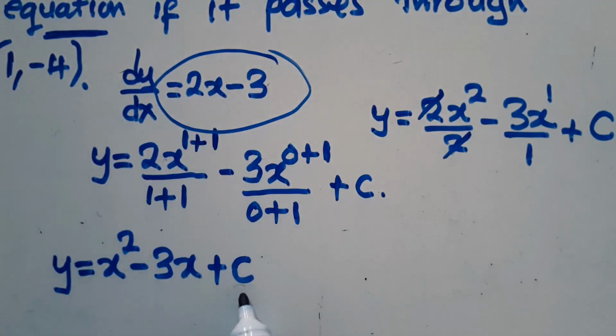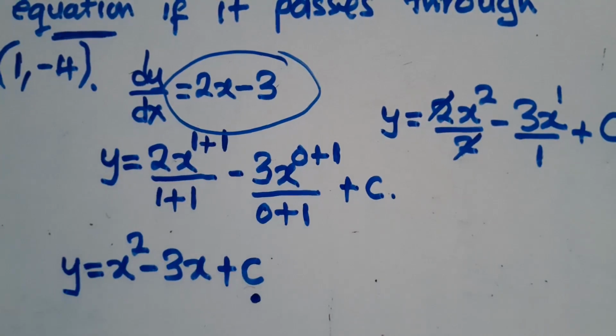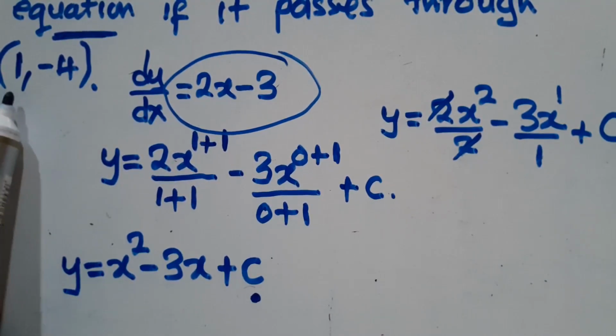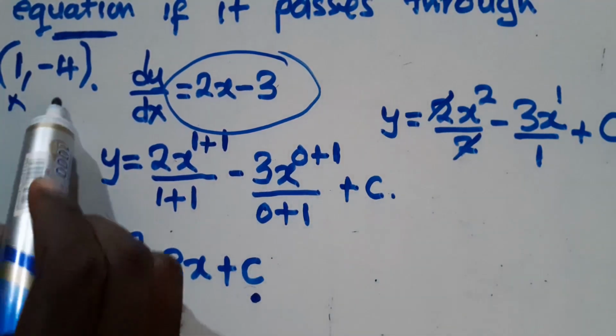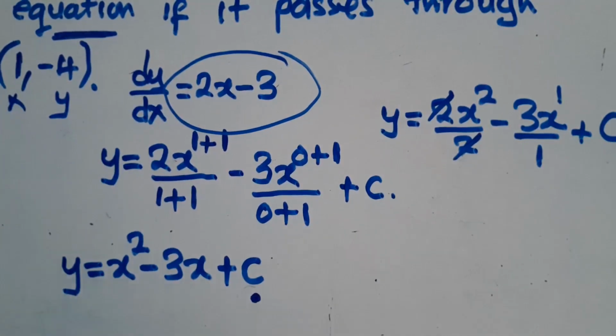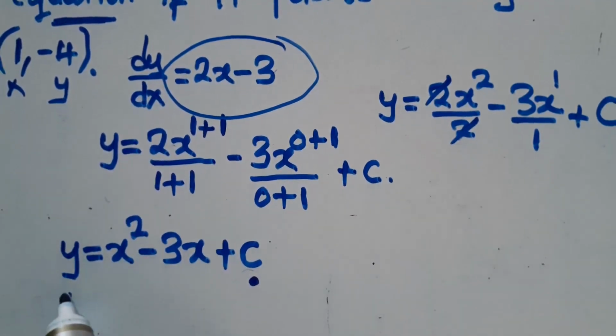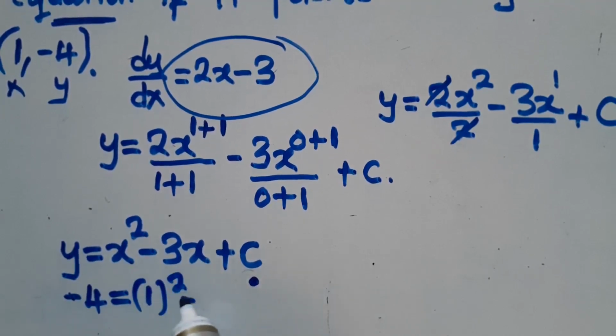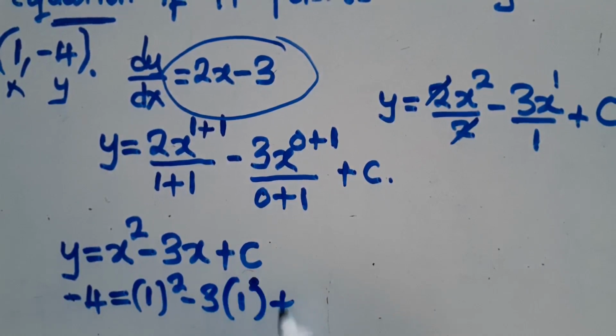As you can see, there is a c. This is the equation that we want, but we should not have a c here. So what are we going to do? We are given a point. The point that you are given is this point. There you know that this is x, that is y. So you know x is 1, then y is negative 4. Where there is y, you put negative 4. So we say negative 4 is equal to, x is 1, 1 squared minus 3 multiplied by 1 plus c.